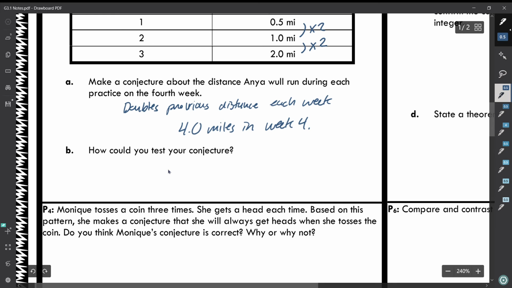And how could you test your conjecture? So this isn't as hard as you think it is. Literally wait till she runs, wait till week 4 and measure how far she runs. So measure her distance in week 4.